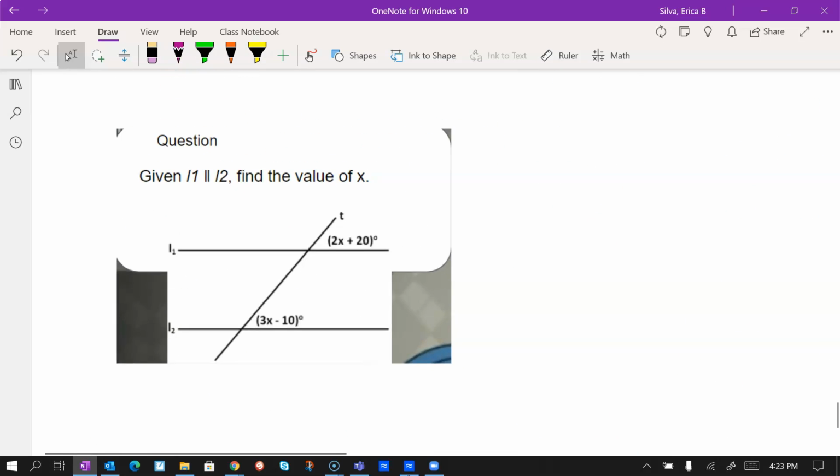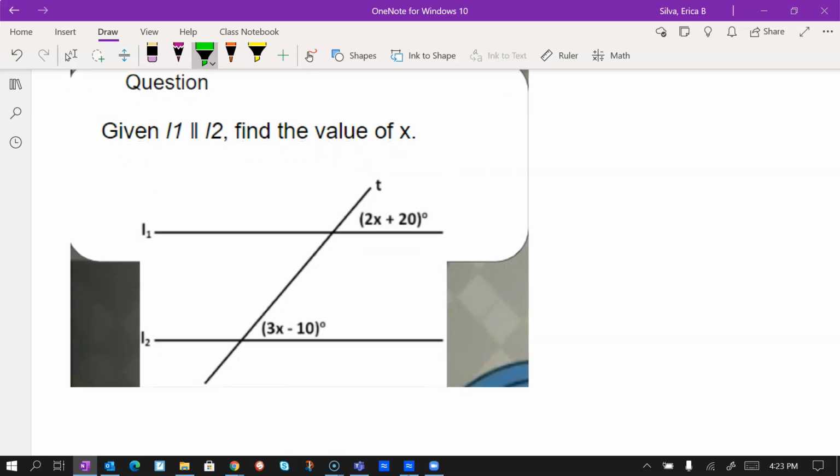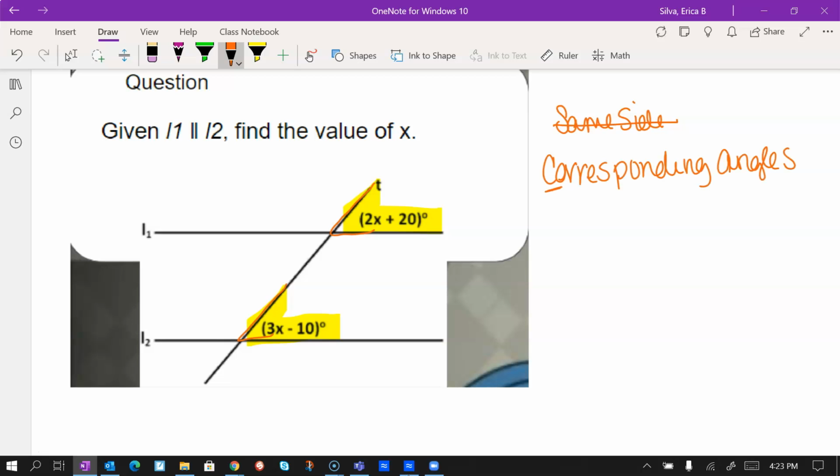Okay, let's look at the cafeteria. We want to find the value of x. They're giving us this angle, and they're giving us this angle. Now, if they're giving us both angles, we want to see what the relationship is between these two. They're on the same side of the transversal, but one's on the exterior and one's on the interior. So it's not same side interior or same side exterior. Here we can say that they are corresponding angles. Remember, corresponding means same side or same position. So it's corresponding angles, and we know corresponding angles are congruent.